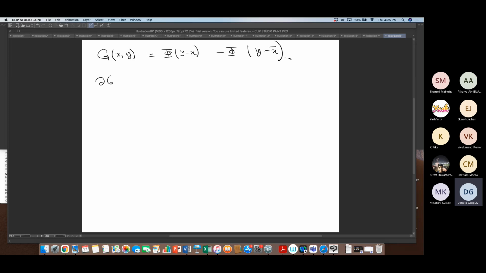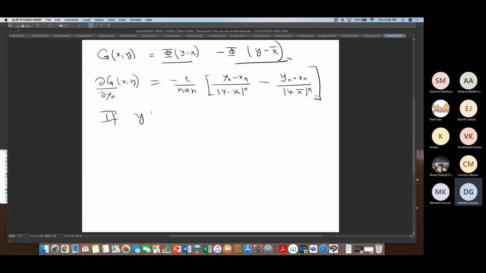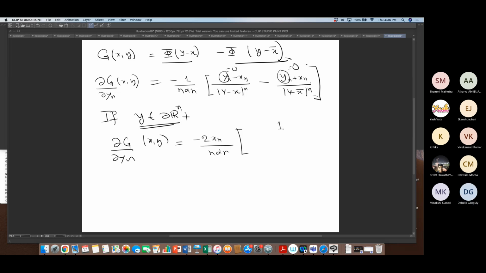Now you can compute del g by del yn. You know the value of each term, because both are the fundamental solution, just the points are different. It will be 1 over n alpha n, times yn minus xn over the norm of y minus x to the power n, minus yn plus xn over the norm of y minus x bar to the power n, for del g by del yn. Okay, now if your y is in del Rn plus, then yn equal to 0, right? You can compute easily that you will get 2xn over n alpha n, to the power n by 2. Okay, del g by del y.